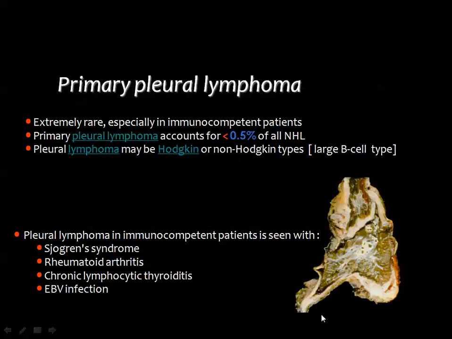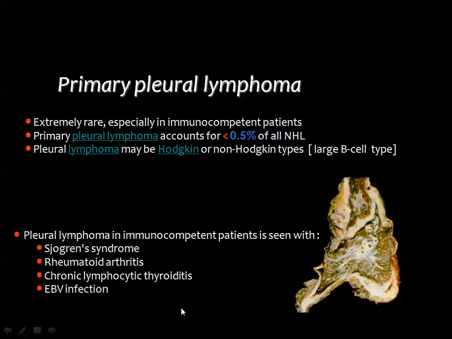Primary pleural lymphoma is extremely rare, less than 0.5% of all non-Hodgkin lymphomas. The pleural lymphoma may be of the Hodgkin type or the non-Hodgkin type, and these are the predisposing factors, including Sjogren disease, rheumatoid arthritis, chronic lymphocytic thyroiditis, and Epstein-Barr virus infection.